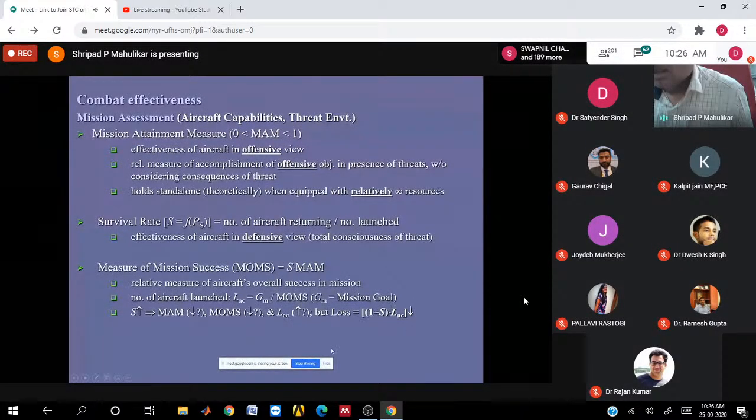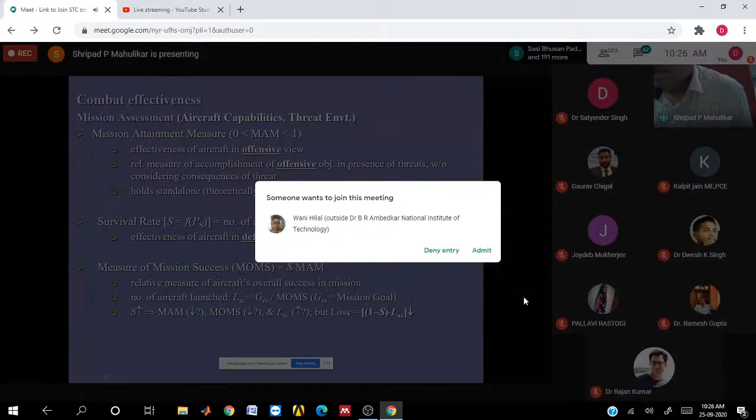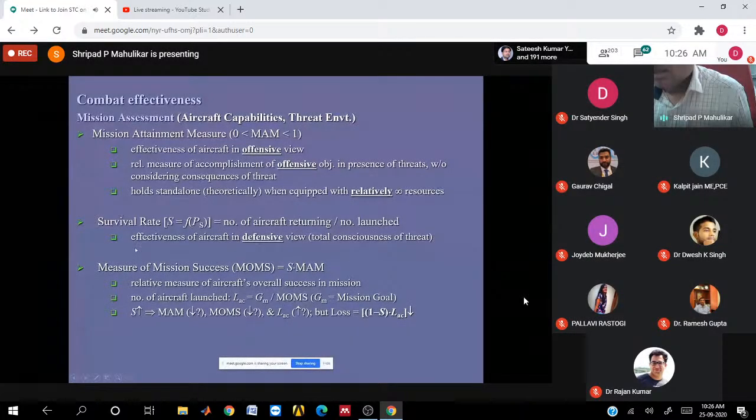Therefore, even if an aircraft is only partly damaged and sufficient time is not available for repairing it, then the aircraft is as good as not available for the next mission in warfare. And generally, the time available in warfare is very short. So that is the reason why minimizing the loss is extremely important, which is achieved by a high survival rate.